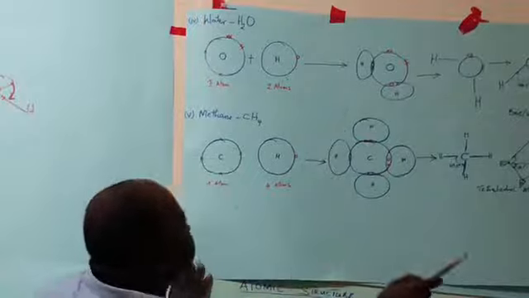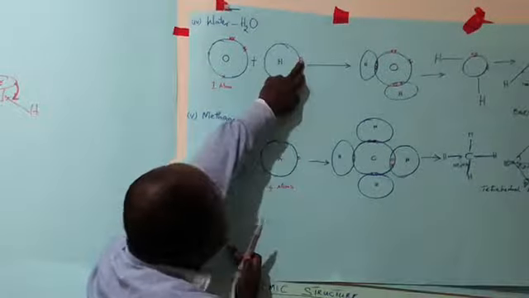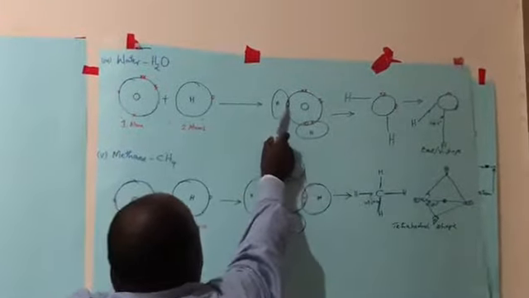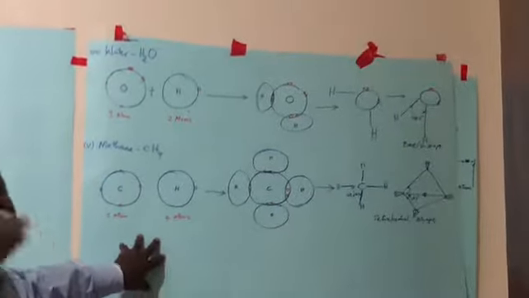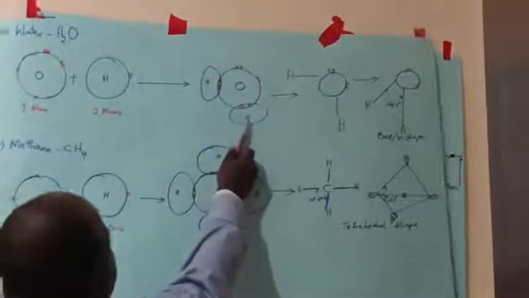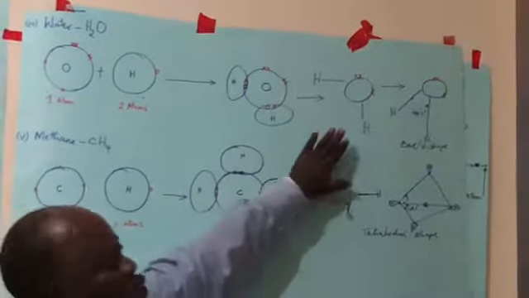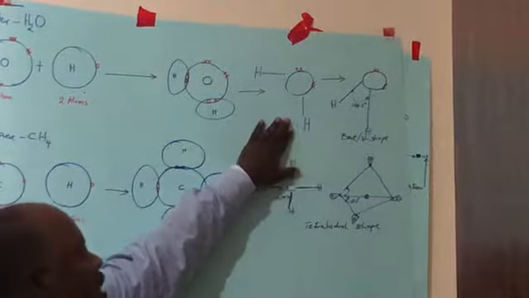Then hydrogen comes, because hydrogen has only 1 electron in its atomic shell. It donates the 1 electron to have 2 electrons, making it stable, and another one. This other hydrogen atom donates 1 to make it stable, and that gives this structure of water. This is the structure of water.